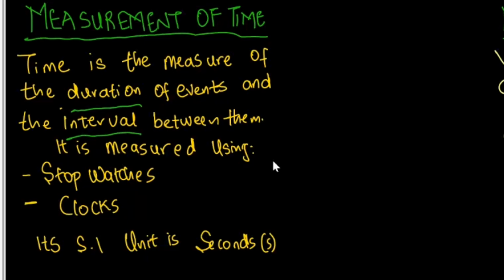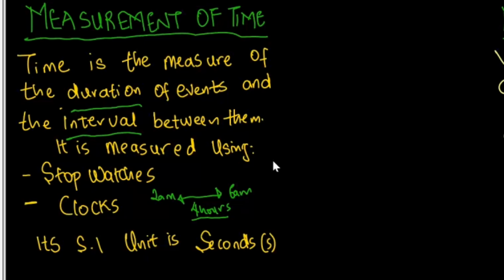Let's say an event started at 2 a.m. and that event ended at 6 a.m. This time is the interval or the duration of this event. It means this event lasted for 4 hours. This is time. So time is the duration, how long or how short, or the interval, how many hours between them.